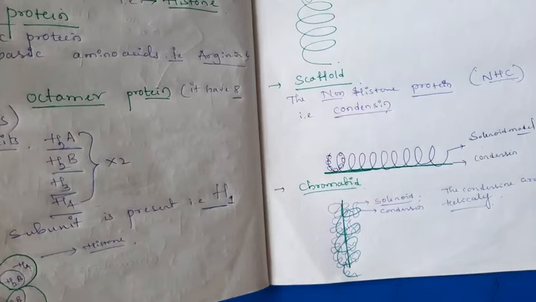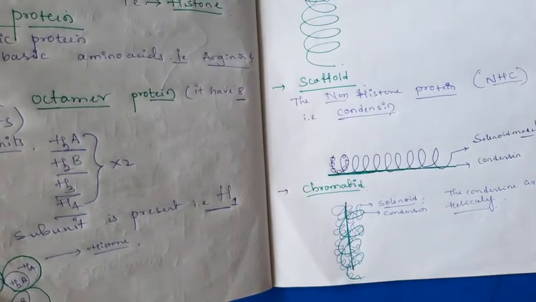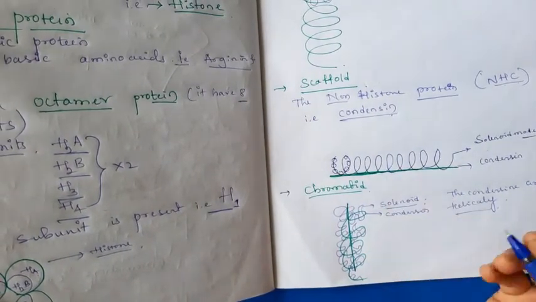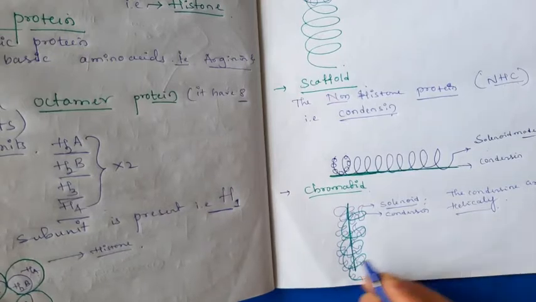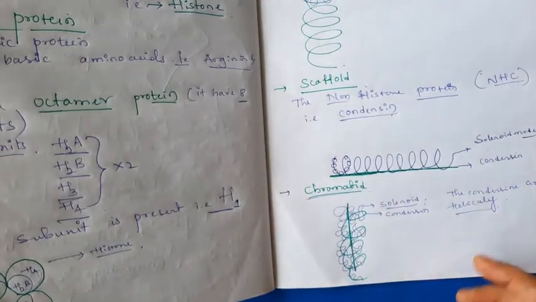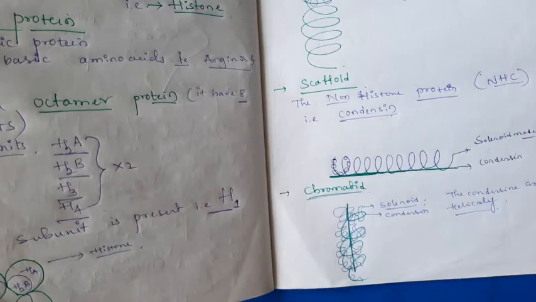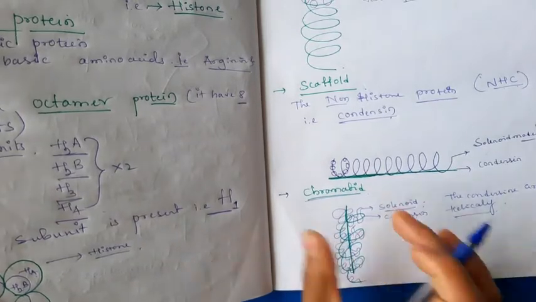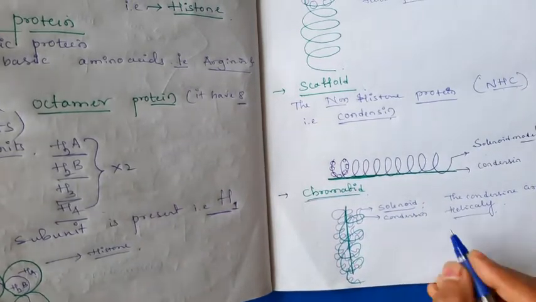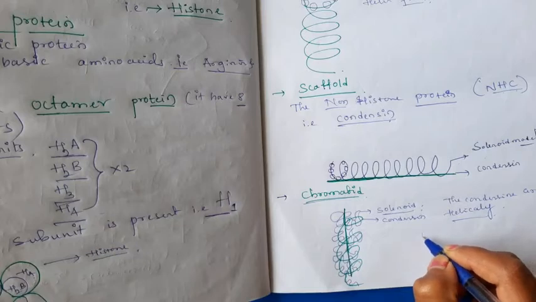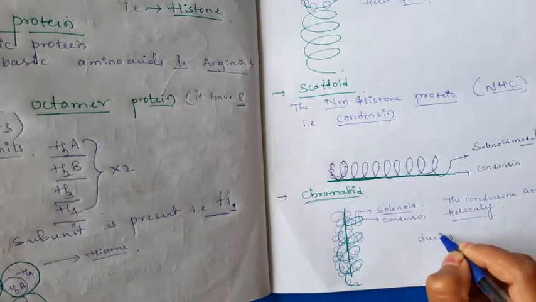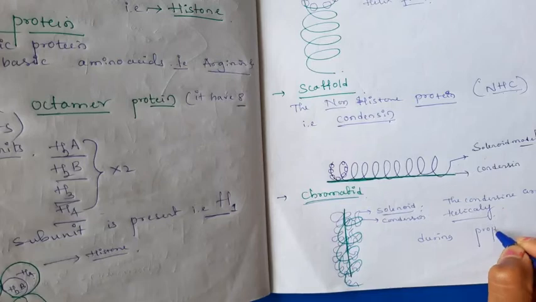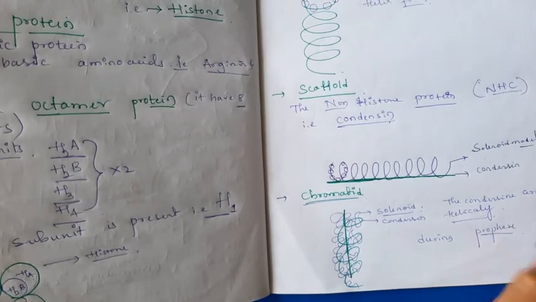It twists and turns within its own axis helically, and it forms the coiled structure known as a chromatin. This will also reduce the length of the DNA. This chromatin structure we can see in the cell during the prophase stage of cell division.